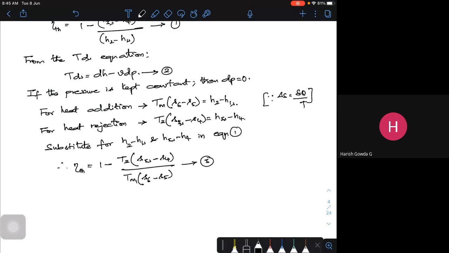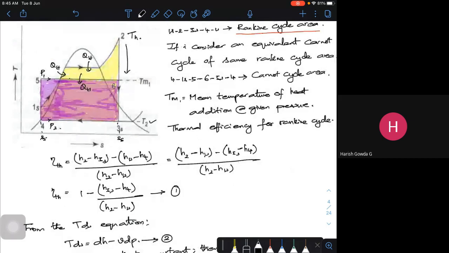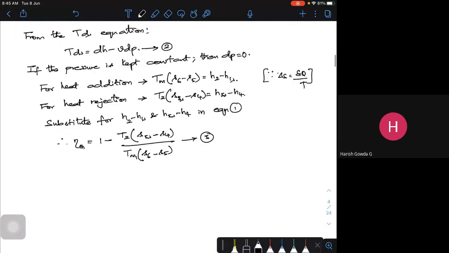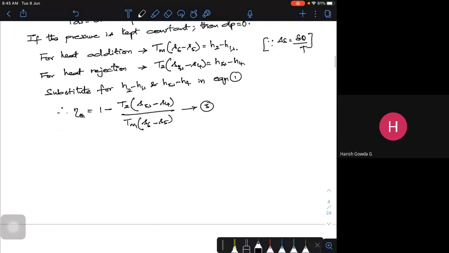Now closely observe: S6 minus S5 and S3S minus S4 are both the same. So the entropy change is the same, since S3S minus S4 is equal to S6 minus S5.